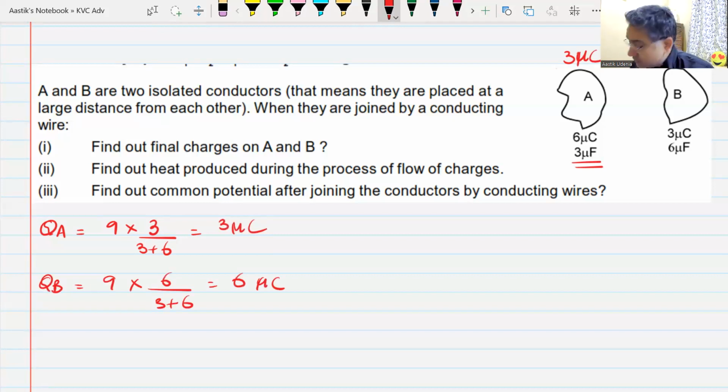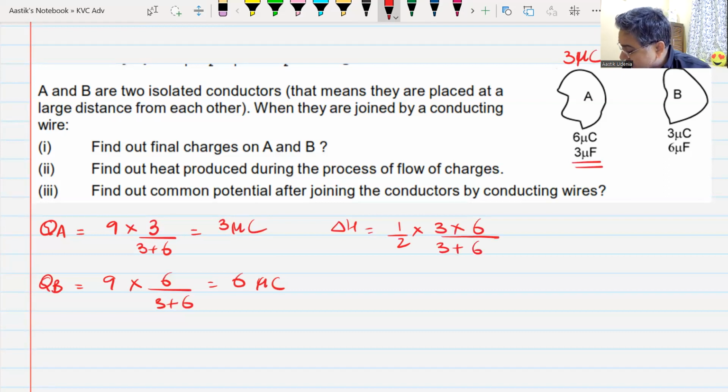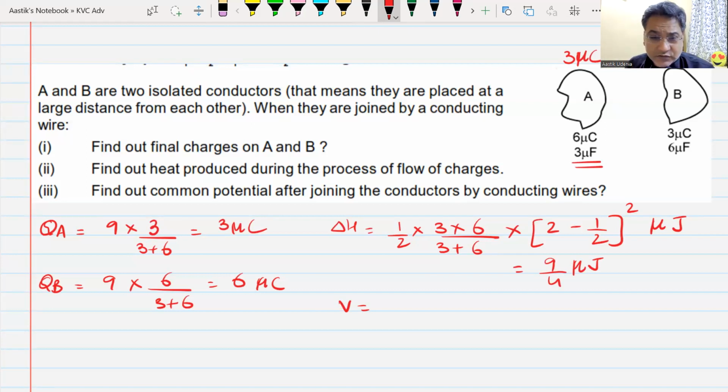Find out the heat produced. To find the heat produced, we just have to put the formula half into C1 C2, so 3 multiplied by 6 divided by 3 plus 6, multiplied by V1 minus V2 square. V1 is 2, V2 is half, squared, and the answer will always come in microjoules. So the answer for this one would be 9 by 4 microjoules. To find the common voltage, you can do Q1 plus Q2 divided by C1 plus C2. So this will be 3 plus 6 divided by 6 plus 3, and the answer will be 1 volt.